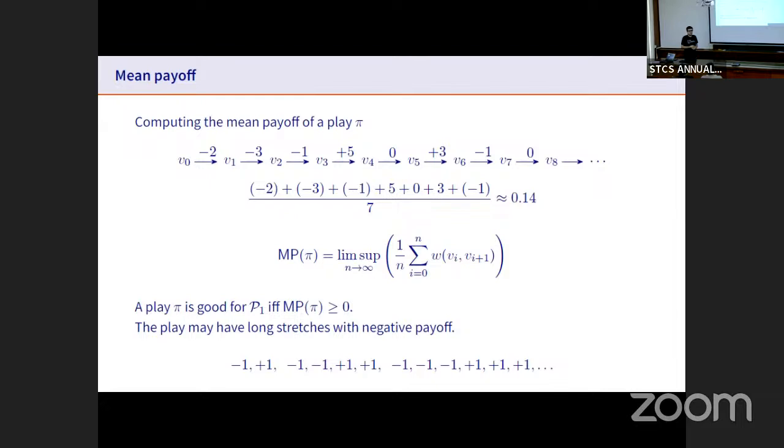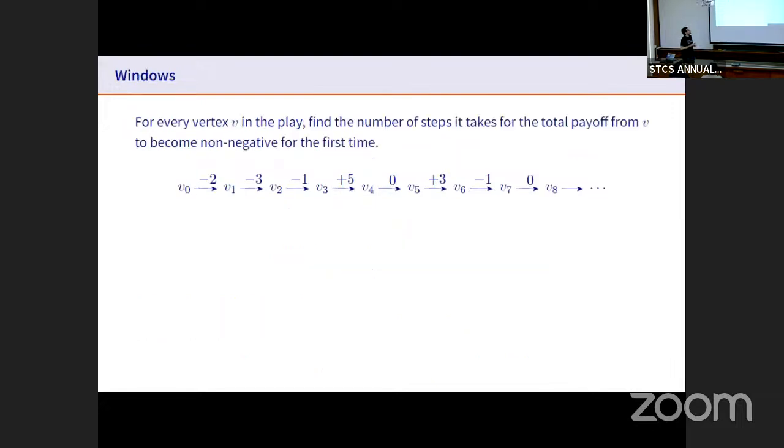So we would like to strengthen this objective. We'll assign some window length, say L. Player 1 would not like to remain in the negative for more than L steps. So that's where we get a window mean payoff. I'll define what windows are formally. For every vertex in the play, you find the number of steps it takes for the total payoff from V to become non-negative.